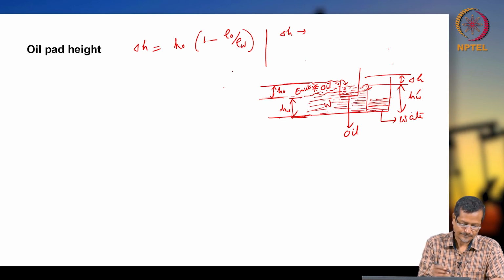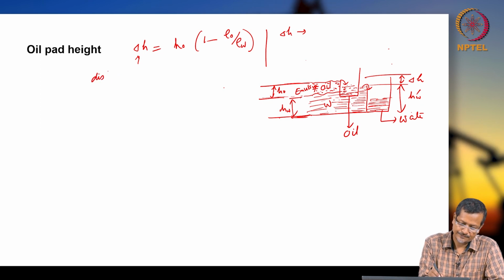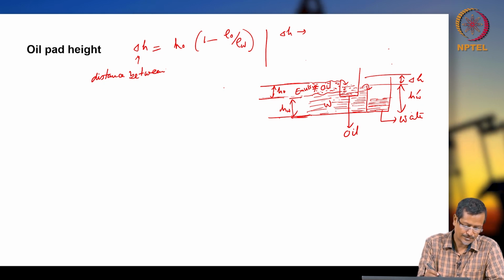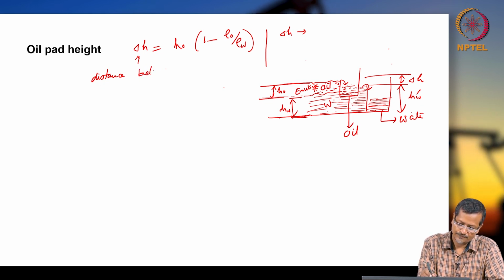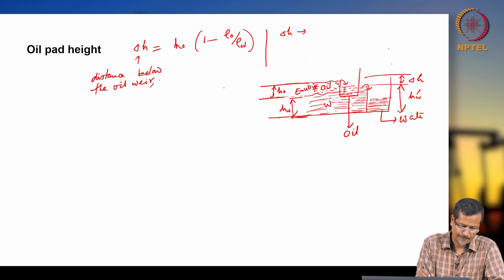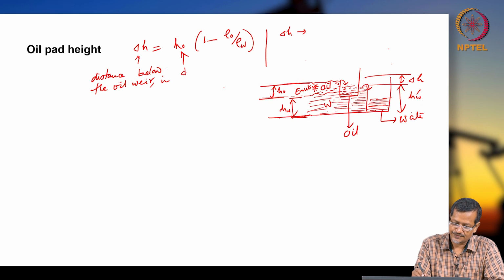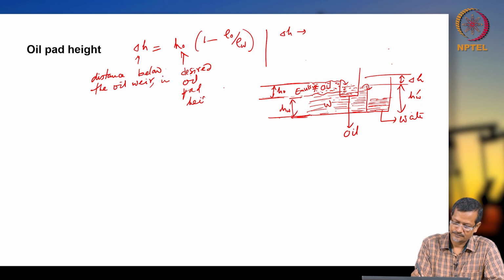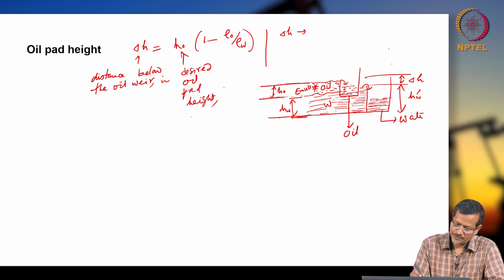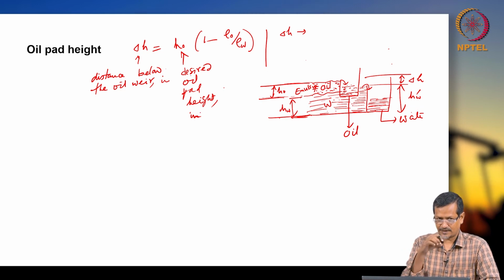Now del H unit. Del H is the distance below the oil weir, in inch. HO is the oil pad thickness, the desired oil pad height, desired, okay. This is also inch. So every time I'll write the unit also, so that you should not get confused. Sometimes we write units mixed up.